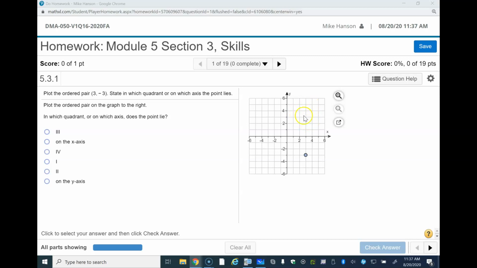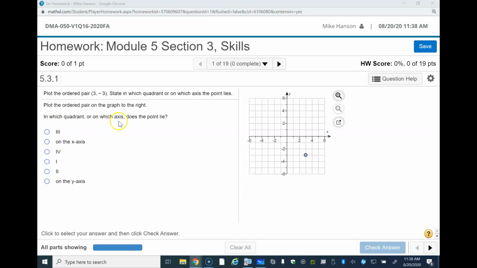So for here, we're going to start with 1. Then we're going to go over here, and this will be number 2. Down here will be number 3. And then this last one will be number 4. So quadrant 1, quadrant 2, quadrant 3, and then quadrant 4.